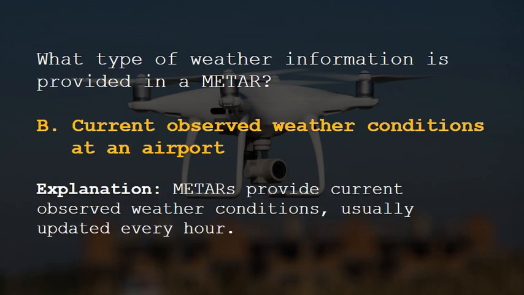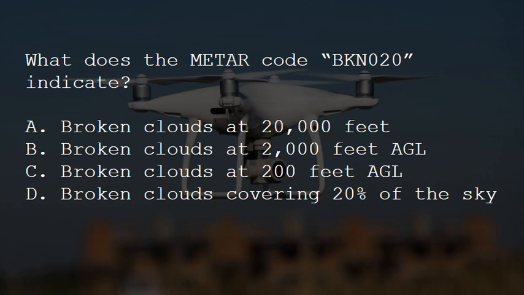The answer is B. Current observed weather conditions at an airport. METARs provide current observed weather conditions, usually updated every hour. What does the METAR code BKN020 indicate?